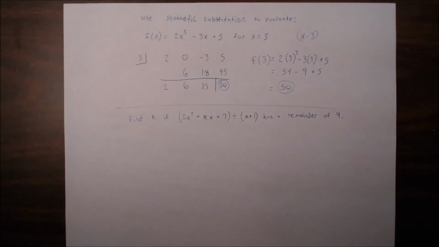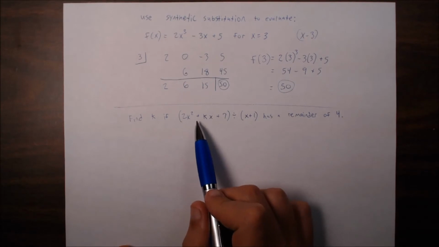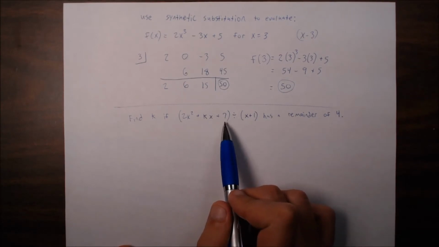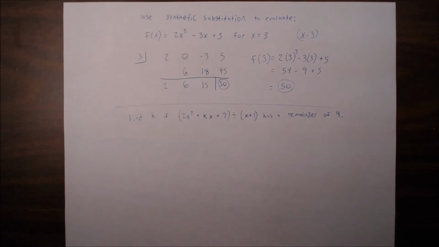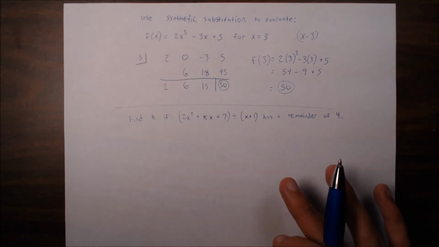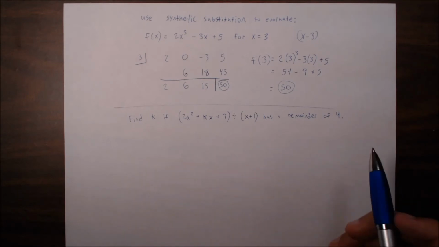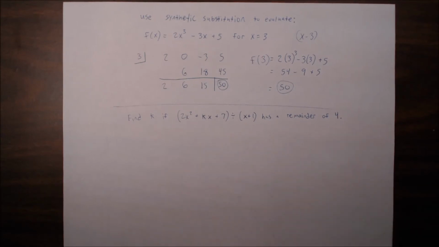So another problem you might be asked to do related to synthetic substitution would be to sort of work backwards, as you see in this problem. It says to find k if 2x squared plus kx plus 7 divided by x plus 1 has a remainder of 4. So it's synthetic division, but it's like they've done it already and figured out what the remainder is. You've got to work backwards to figure out what k has to be so that you would get that remainder.